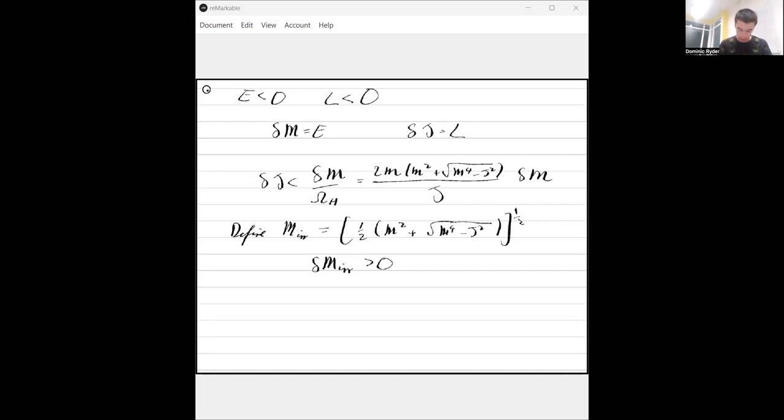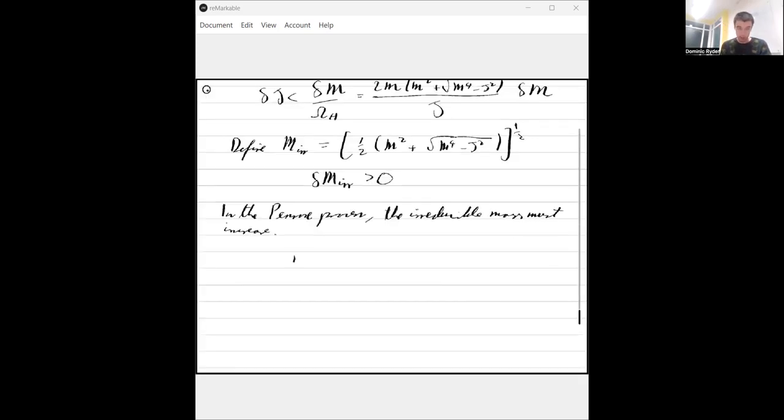Inverting the definition, so let me write that down. In the Penrose process, irreducible mass must increase.